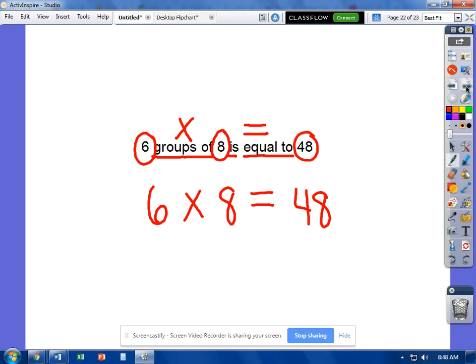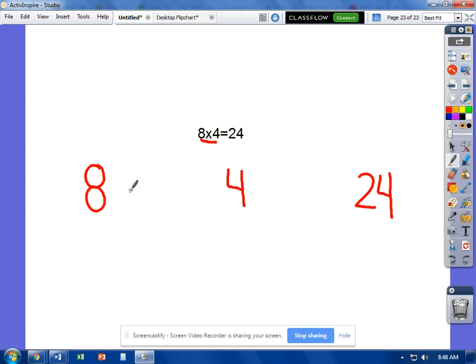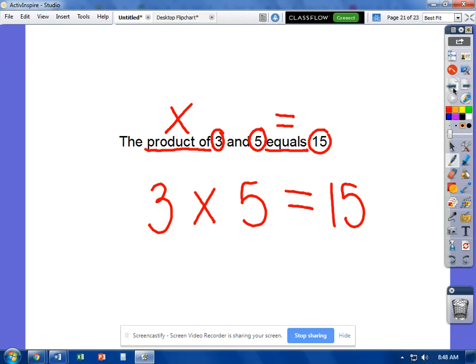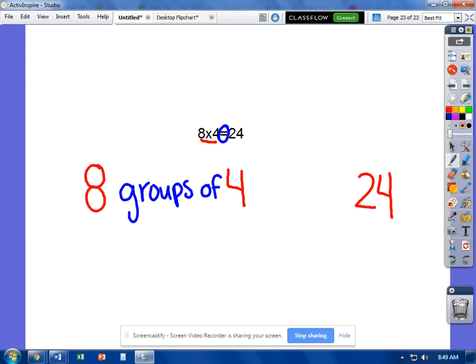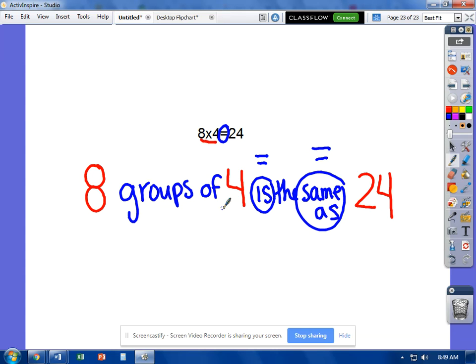I'm going to change my color pen so I can see: 8 groups of 4. And now I've just got to find a word that means equal. So I'm going to go back and look at my equal words, okay? I can use is, equals, equal to, or same as. Let's go ahead and do same as. I haven't seen many with that. So I see 8 groups of 4 is the same as 24. Now, the reason I put "is the same as" is because it just makes sense. If I had done 8 groups of 4 same as 24, it doesn't really make sense grammatically, so I put the "is" to make it make sense, but this still, as a whole, means equal. And this actually means equal to, so I could have just done is, and then this means multiplication.